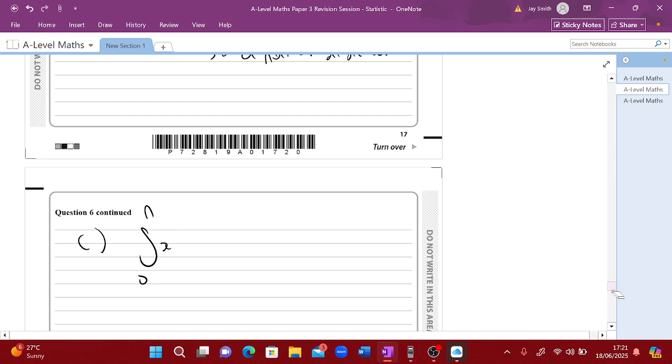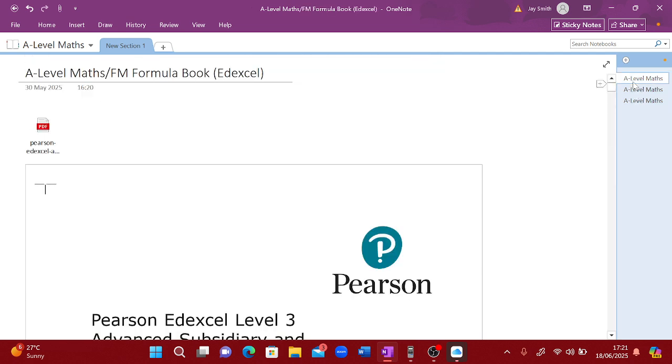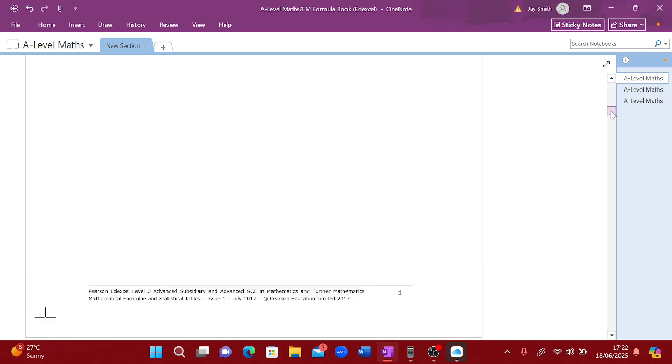That'd be a really difficult integral. x e to the minus x dx. And what you're going to notice is how we're going to evaluate that. It's going to be by parts, isn't it? Which is also why I say do not forget your pure knowledge if you do applied. They can bring up any part really of the pure spec in the applied paper.